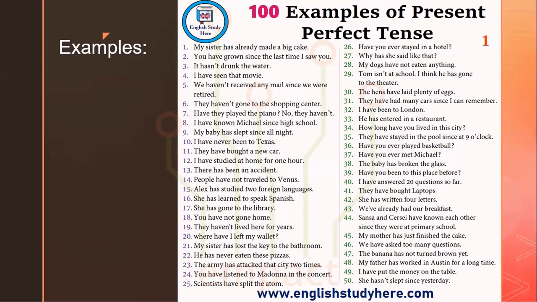You can read sentence 23. The army has attacked that city 2 times. The negative is: the army hasn't attacked the city 2 times. Very good. Can you make a question about it?